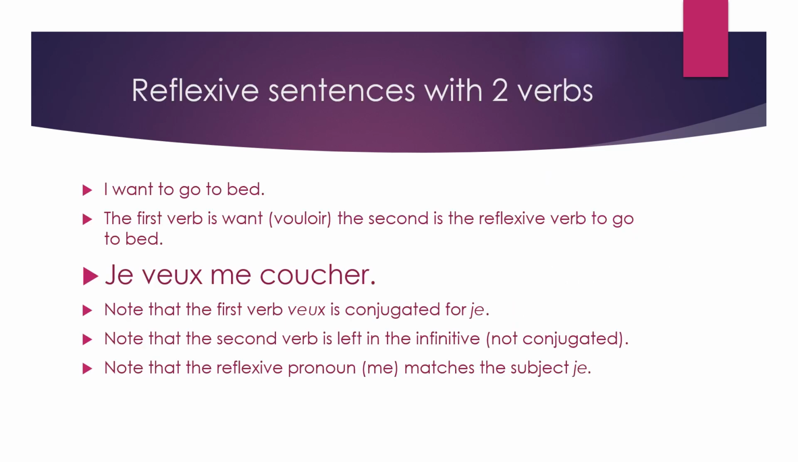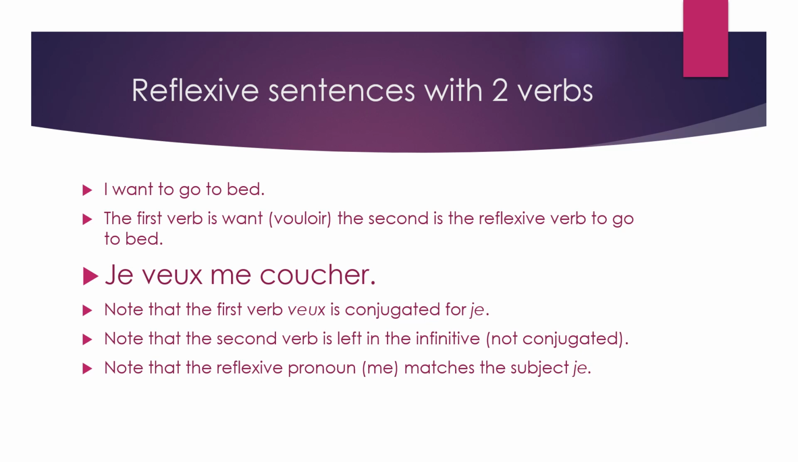Okay, now we have reflexive sentences with two verbs. So for example, I want to go to bed. The first verb is want, which in French is vouloir. The second verb is the reflexive verb to go to bed, right? Se coucher. So here's how you would do that.